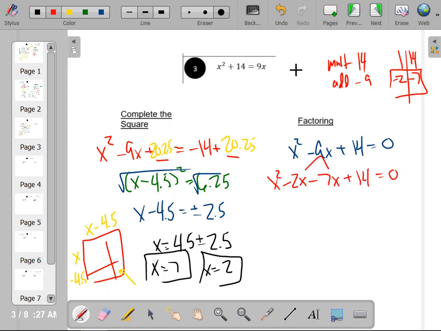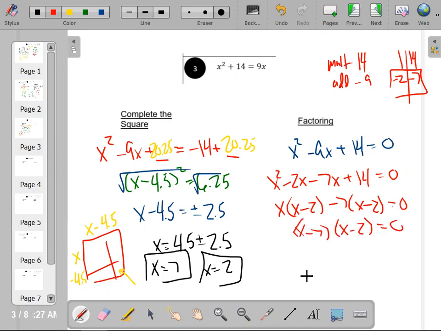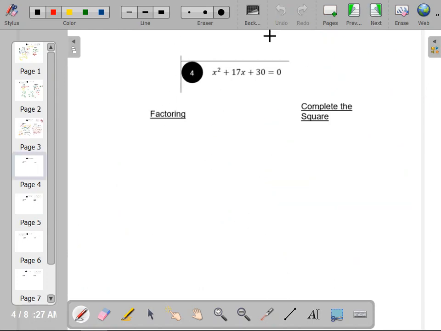We split the middle into those two numbers. The GCF is x, and the GCF is 7. So my factors are x minus 7 and x minus 2. And those factors equal 0 at 7 and 2. So x equals 7, x equals 2. Same answers? Cool. Let's try another one. Number 4, factoring, then complete the square.